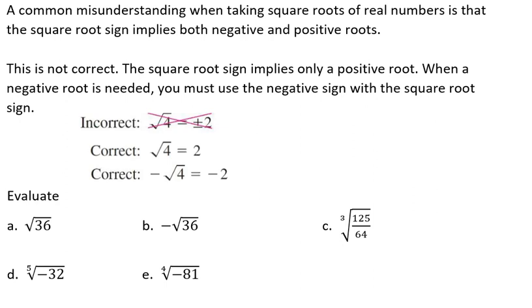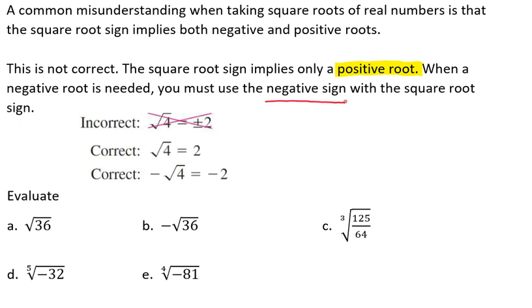In this video, we're going to be evaluating expressions involving radicals. Now, a common misunderstanding when taking square roots of real numbers is that the square root sign implies both negative and positive roots. This is not correct. The square root sign implies only a positive root. When a negative root is needed, you must use a negative sign with the square root.